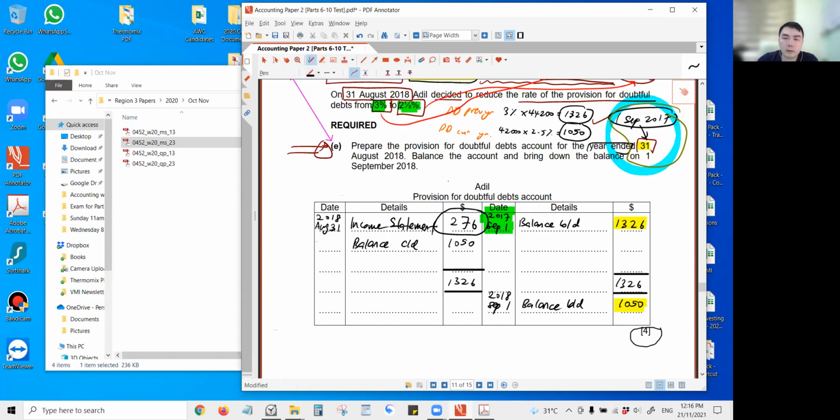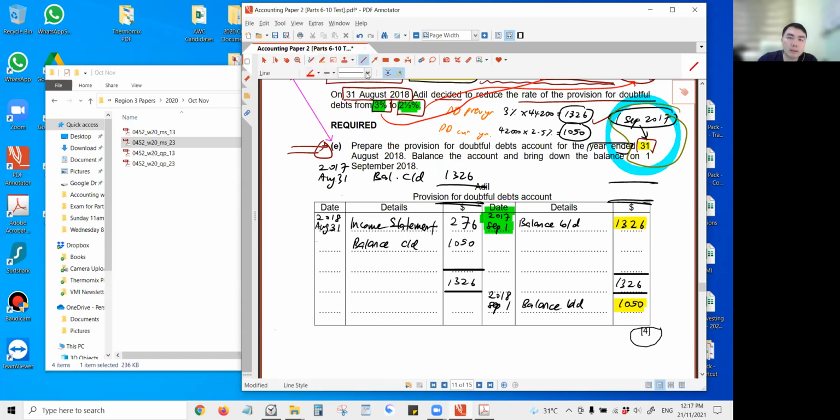Okay, let's say there's a line here, okay? And then here is balance CD 1326. I'm doing the previous year's provision for that account. Okay. So here will be written August 31st, 2017.